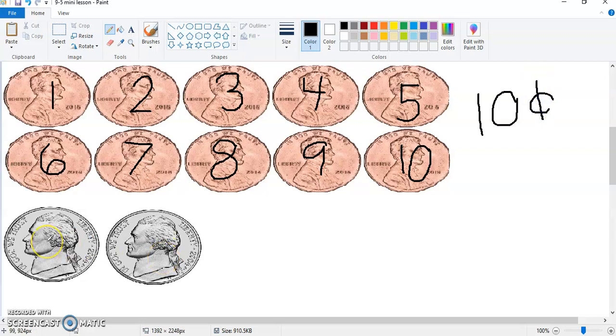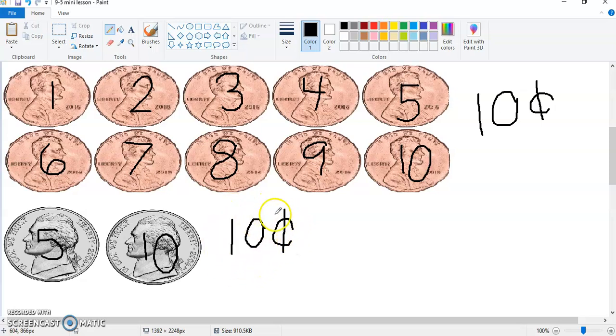Now, when we have nickels, we're counting by 5. So count by 5s with me to find out how much money in all we have in nickels. Ready? We have 5 cents, 10 cents. We know how to count by 5s. So in all, in nickels, we have 10 cents. Now we need to ask ourselves, we're looking at the in all amounts. In all, we have 10 cents in pennies. In all, we have 10 cents in nickels.